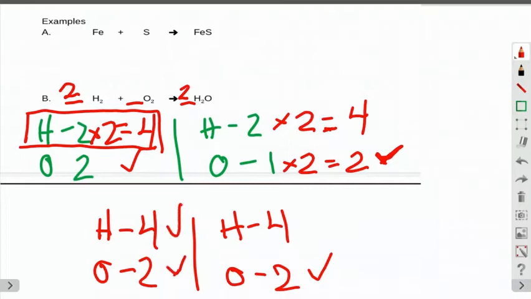They are all equal, so we could say we have the same amount of matter on the reactant side and the product side. So this is now a balanced reaction, and it is a completed reaction. Everything's equal, and it satisfies the law of conservation of mass or matter.